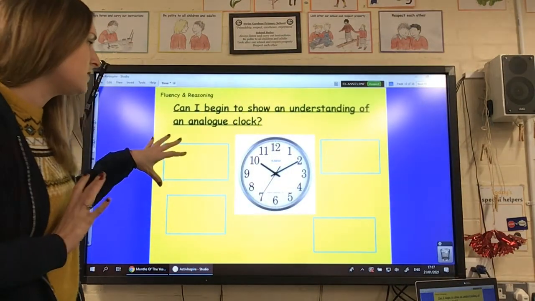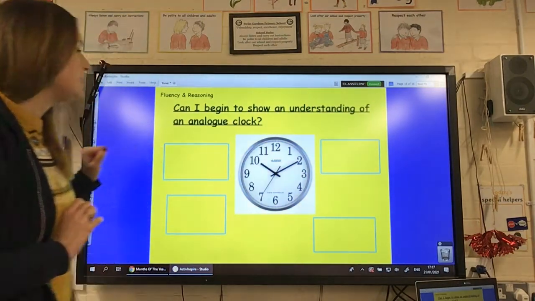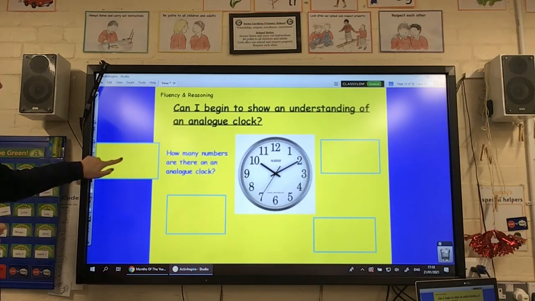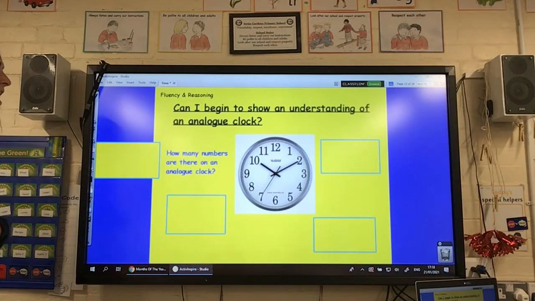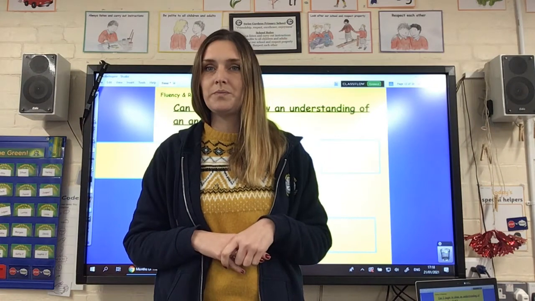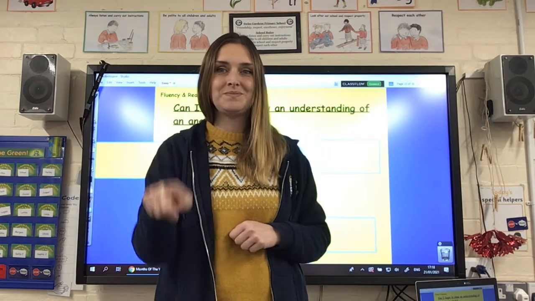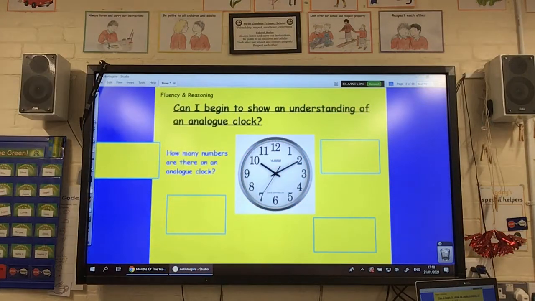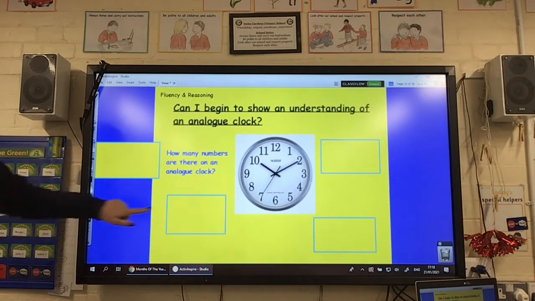Okay, so we've got our clock here and we have our question. So let's look at our question boxes. First question is, how many numbers are there on our analog clock? You can count them all around the edge, or you could just look for the biggest number. Which number is it? Okay, can you shout it out? Can you whisper it? Can you draw it? Well done, we practiced that, didn't we, the other day? There are 12 numbers on an analog clock.